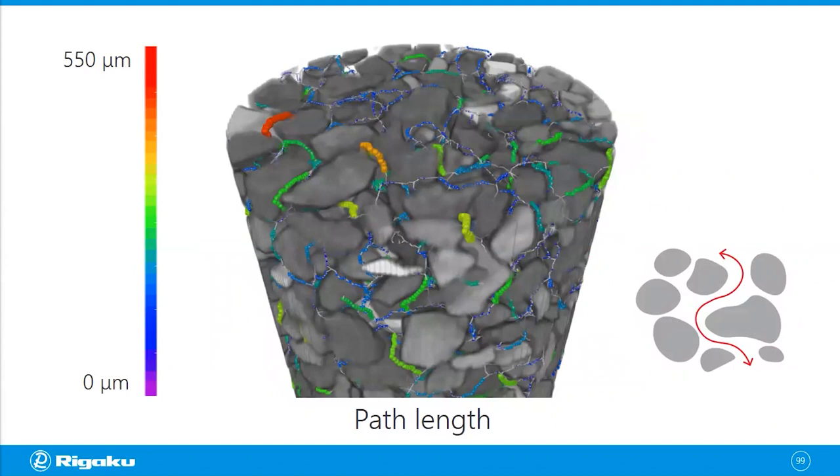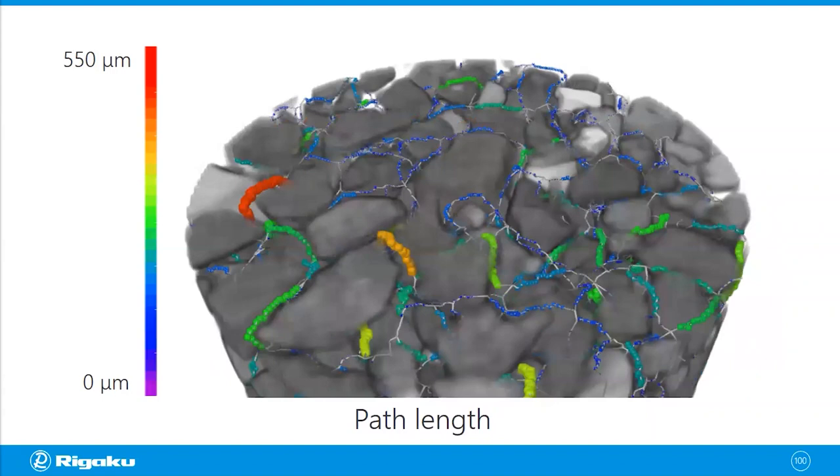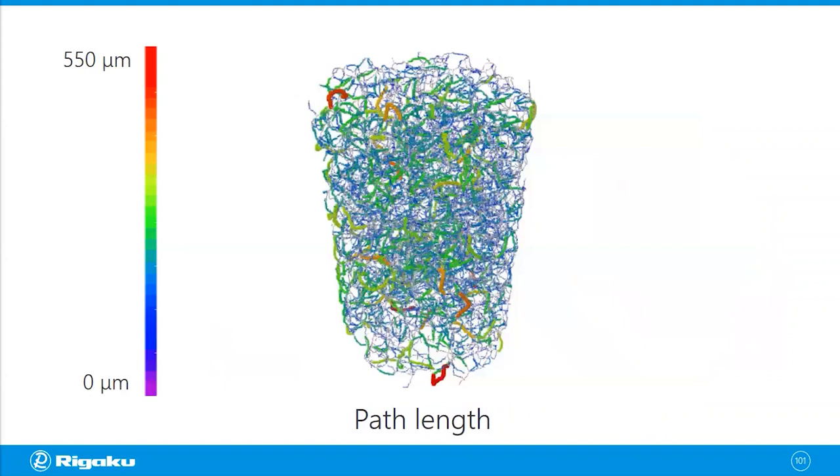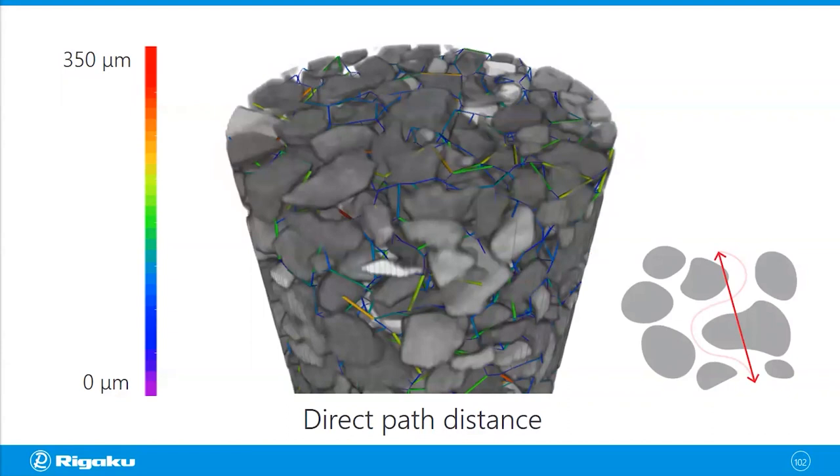This image is showing the path length between different pores. The blue chains represent a relatively short distance between two pores. Green is a little bit longer, and this one is over 500 microns to go from one pore to another. Again, you can always look at the entire pore network in the cylinder without the grains. This is a regular path length. You can also calculate the direct distance between two pores as a straight line. At this point, we have two different kinds of distance measurement for two pores. One is the round-about way to go through the void space, and the other is the straight line.